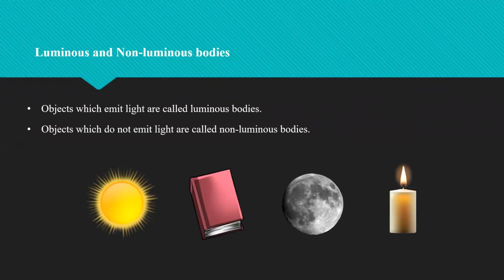Luminous and non-luminous bodies. Objects which emit light are called luminous bodies, whereas objects which do not emit light are called non-luminous bodies. So we have the sun, a book, moon, and candle. Can you tell me which among these are luminous and non-luminous? We know that the sun emits light and so it is luminous. Similarly, a candle emits light and so it is luminous. But what about a book and the moon? We can see light coming from the moon, but is it luminous or non-luminous? It is non-luminous because moon reflects light from the sun, and we know that book does not emit light and so that is non-luminous too.